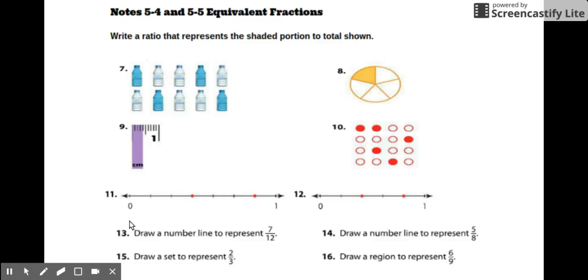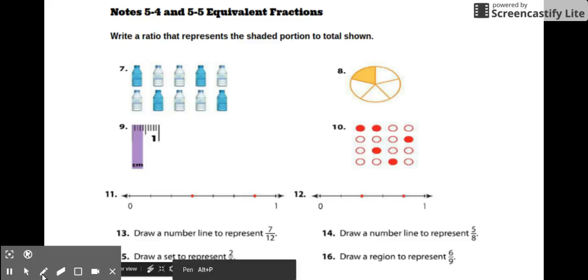All right, so the notes over 5-4 and 5-5 for equivalent fractions are really similar to ratios and proportional ratios. And if you look at the directions, it says write a ratio, so it's even using the same vocabulary. But it says write a ratio that represents the shaded portion to the total shown for the first four. So if you look at the water bottles, there's 4 that are shaded blue, and then there's 10 total. So your fraction would be 4 over 10.